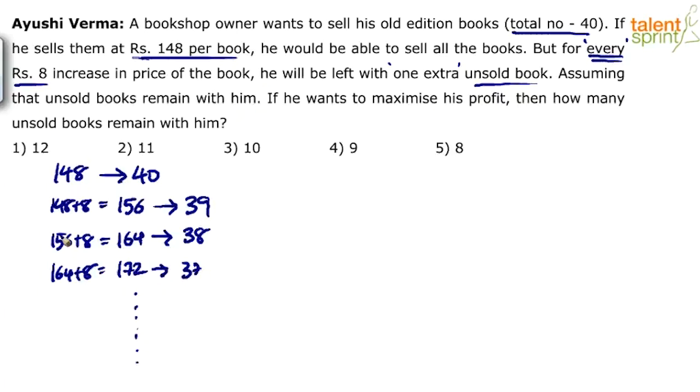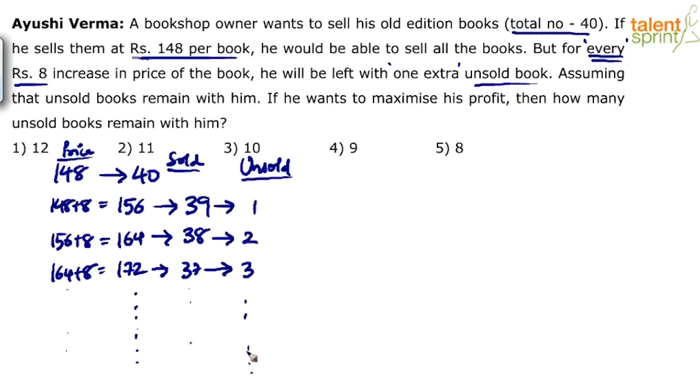So as the price keeps increasing, the number of unsold books keeps increasing, and the number of sold books keeps decreasing. These are sold books. See, this is price. These are sold books. And let's say unsold books. What will be the unsold books? 39 sold means 1 is unsold. 38 sold means 2 are unsold. 37 sold means 3 are unsold and so on. So as you keep increasing the price, the number of unsold books also increases. Number of sold books, of course, decreases.